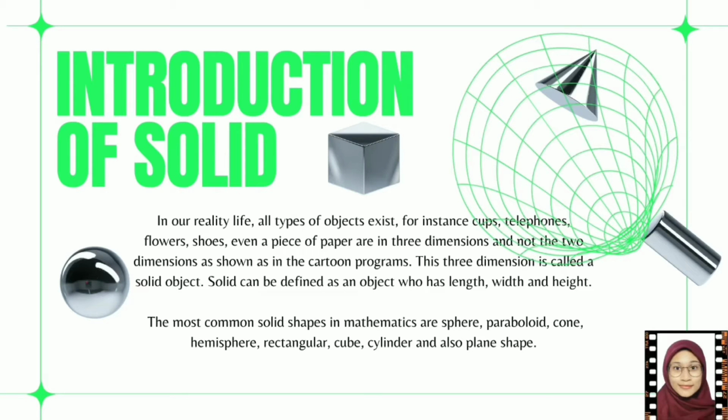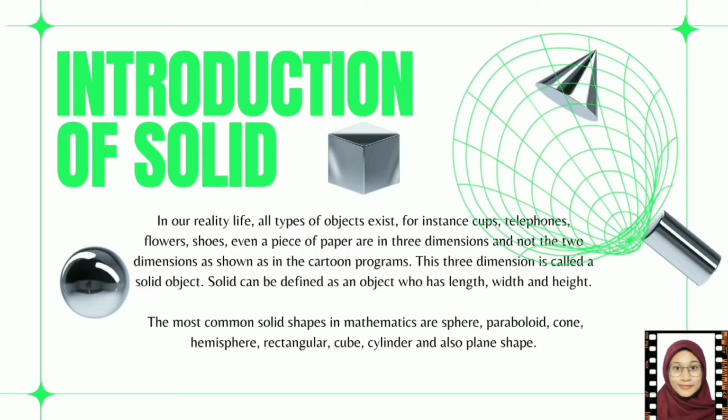So next I'm going to continue with question number 2. First is the introduction of solid. In our real life, all types of objects exist. For instance, cups, telephones, flowers, shoes, even a piece of paper are in 3 dimensions and not 2 dimensions as shown in cartoon programs. This 3 dimension is called a solid object.